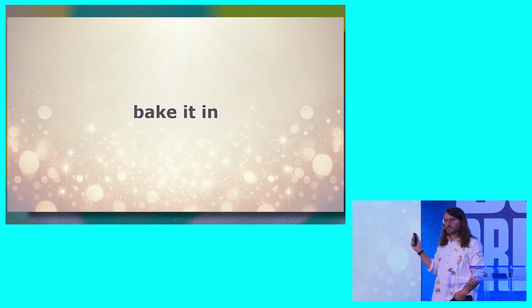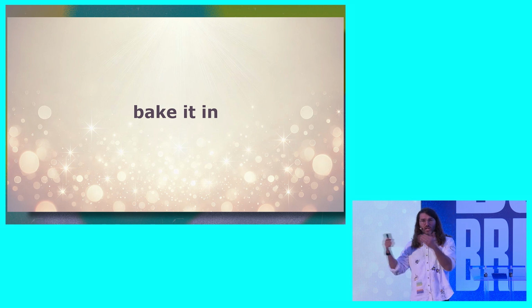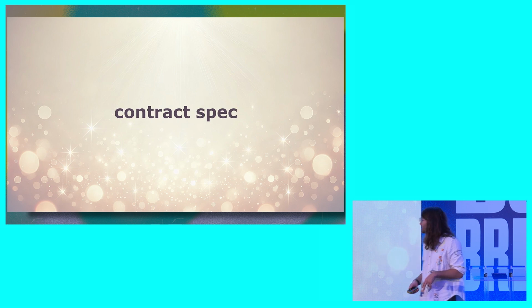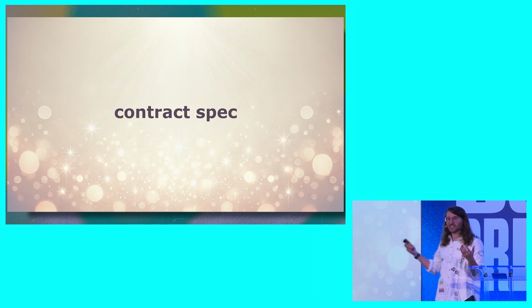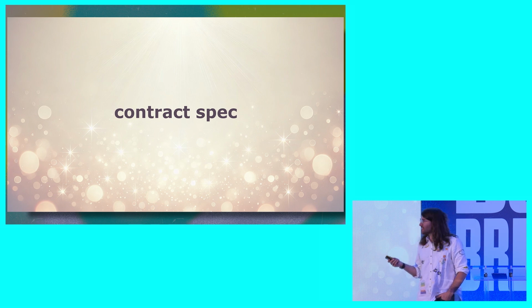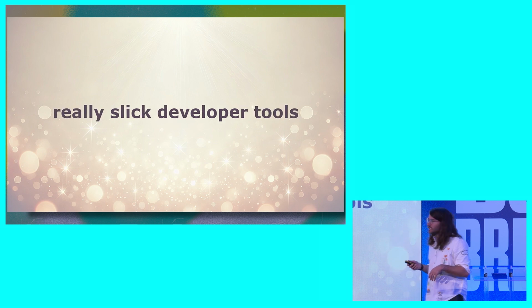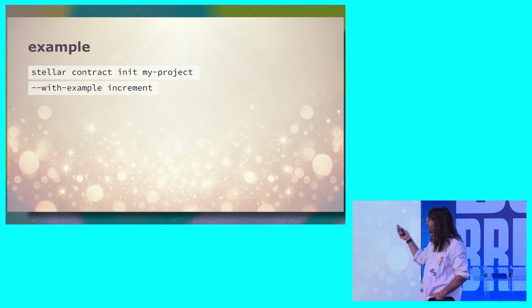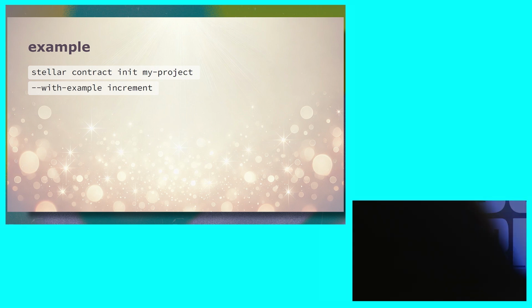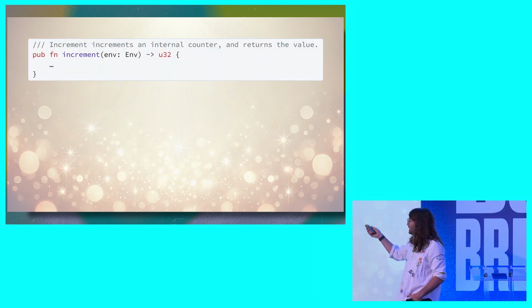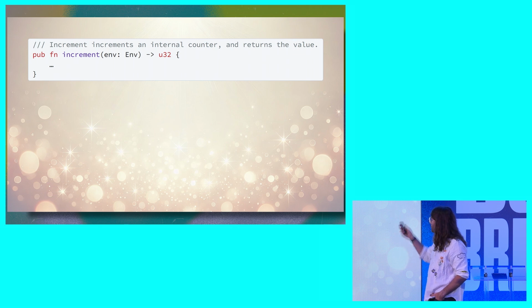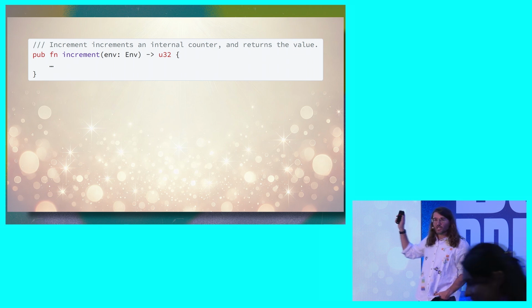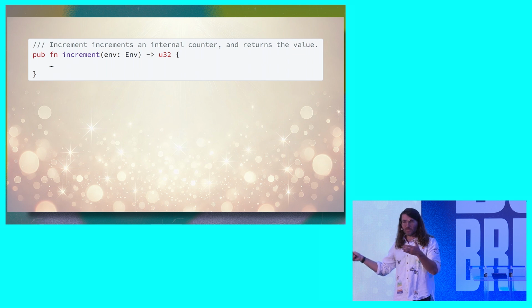In Stellar smart contracts, the ABI is deployed right on chain from day one. They've all been there, so you know that they're there, and you can build really good developer tools. It is called the contract spec in Stellar. So if you see contract spec around, this is like the ABI in Ethereum. And it lets us make really slick developer tools. For example, if you use stellar contract init and initialize a new project with the increment example contract, it'll have this method in it. Pub function increment, it returns a U32, and it's got this comment. Comments are also included in the contract spec that's published on chain.